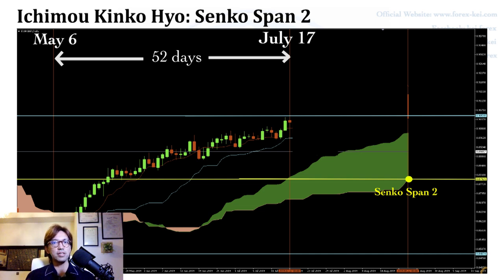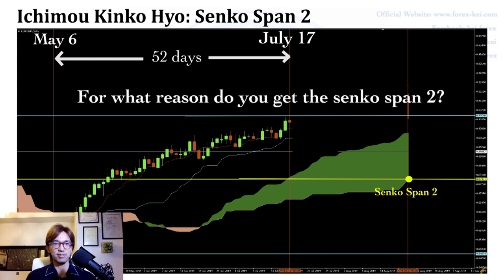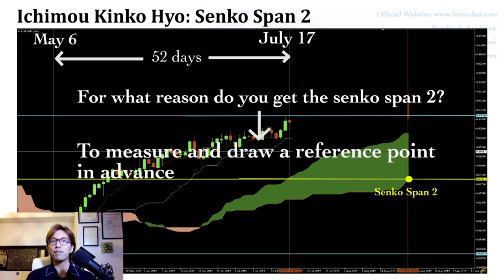This is an important question, for what reason? Well, this is part of a concept in Ichimoku Kinko Hyo, the concept of expectation, and it's a little different from what we usually call expectation or prediction. It's about measuring things in advance, measuring the market and drawing reference points in advance, so to speak.